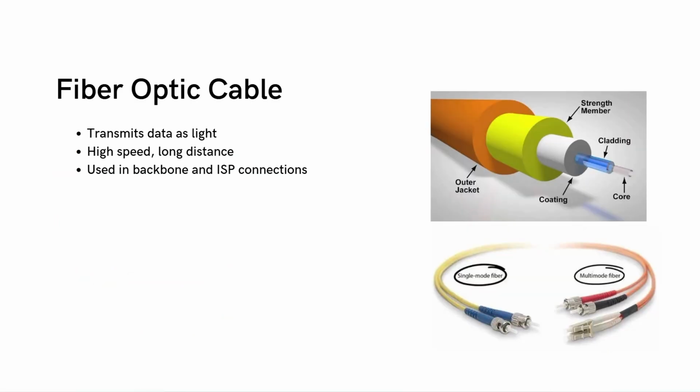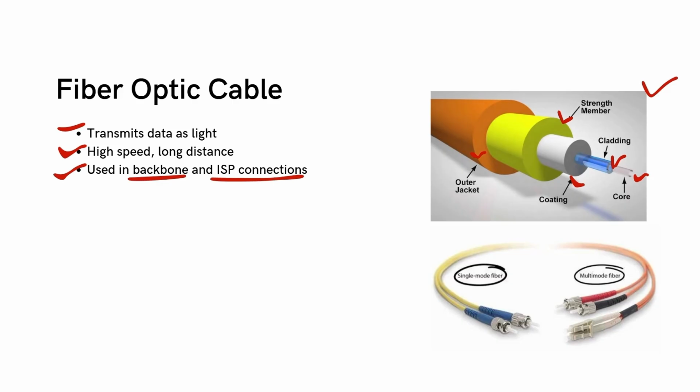And next we have a fiber optic cable. It transmits data as light, and it is very high speed and long distance and used in backbone and ISP connections. Fiber optic cables use light to transmit the data, and they are extremely fast and immune to interference. So this is the fiber cable's structure. This is a core, and around that there is a cladding. After that there is a coating around it, and ऊपर एक strengthen member आता है और फिर outer jacket आता है. तो इस तरह से ये layering है फाइबर ऑप्टिक केबल्स की.